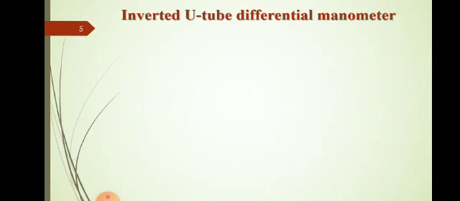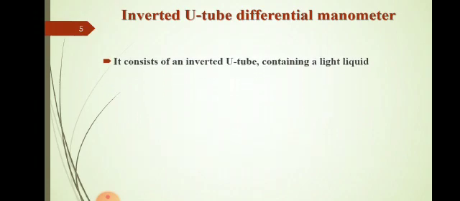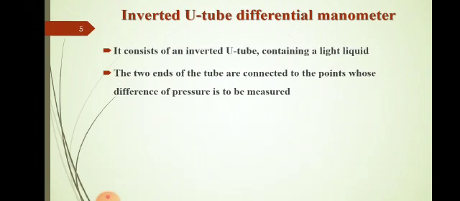The next type of differential manometer is the inverted U-tube differential manometer. It consists of an inverted tube containing a light liquid. So see the differences. Here the tube is inverted and the tube contains a light liquid. The two ends of the tube are connected to the points whose difference in pressure is to be measured. So the second point is exactly similar to the normal differential manometer, that is, the manometer has to be connected to the points whose difference in pressure is to be measured.